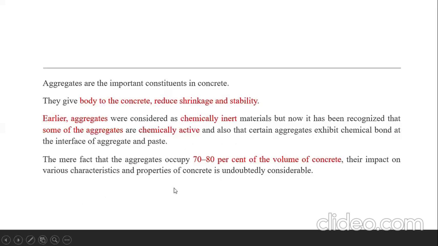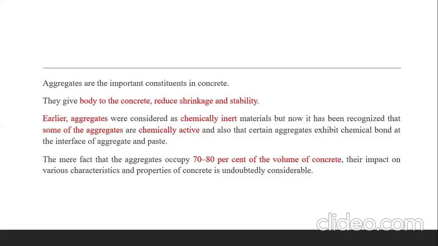So aggregates play a major role in concrete. Why? Because 70 to 80 percent of the volume will be occupied by the aggregates only. So the aggregates provide the body to the concrete and reduce the shrinkage, as well as provide stability. Earlier, aggregates were considered to be chemically inert, which does not have any reaction with the cement paste.